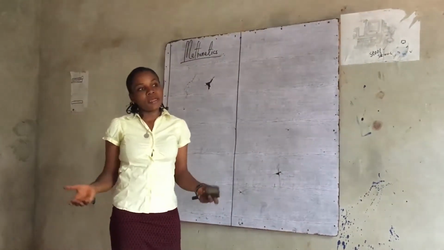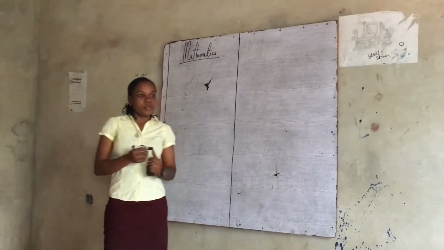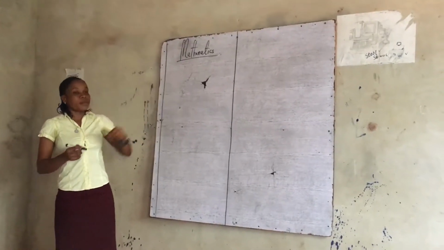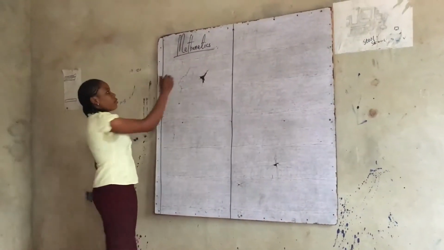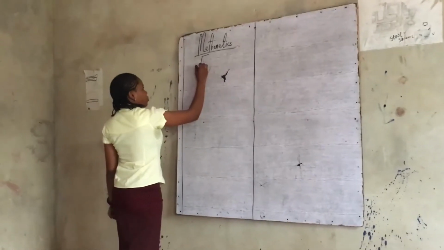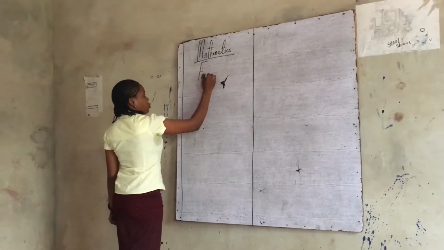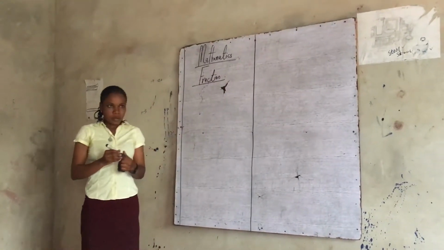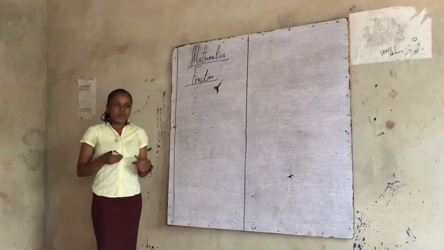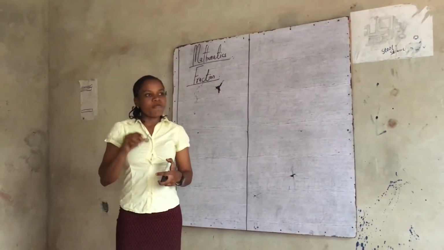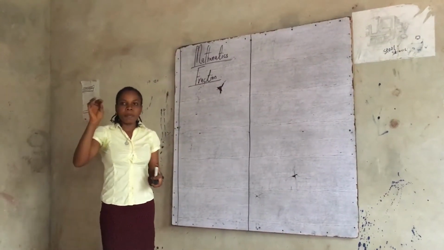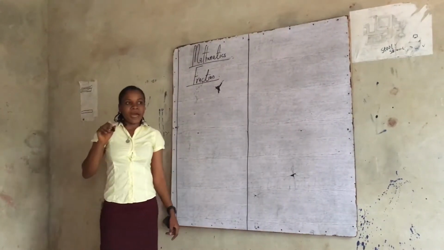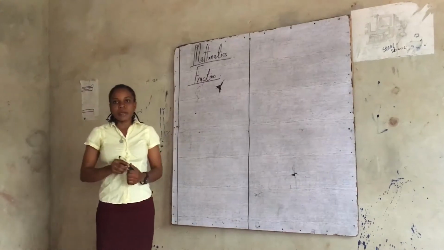Some other subjects will be coming up, but as for today, we'll be looking at a mathematics topic: fraction. Now, what is a fraction? A fraction is a divisible part of a whole number. A divisible part of a whole number.